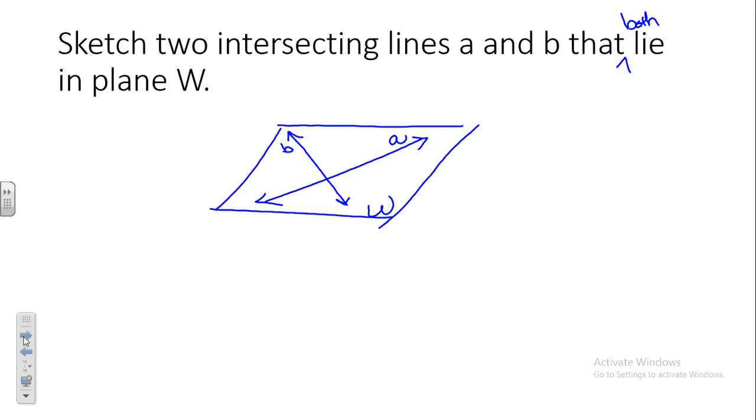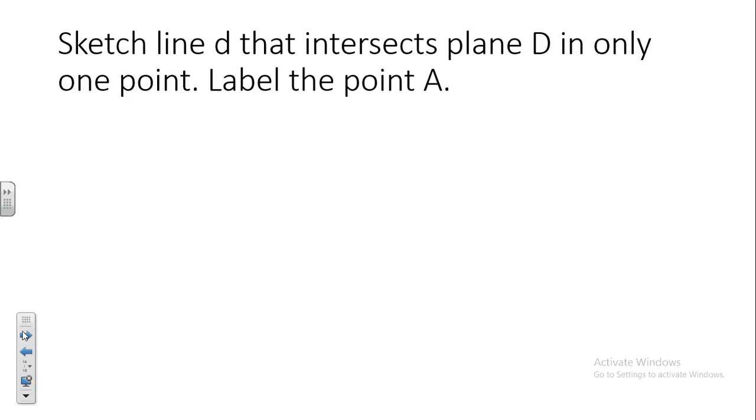All right, next one. Sketch line D that intersects plane D in only one point, and label that point A. Start with the plane. It's usually easier if you start with that.